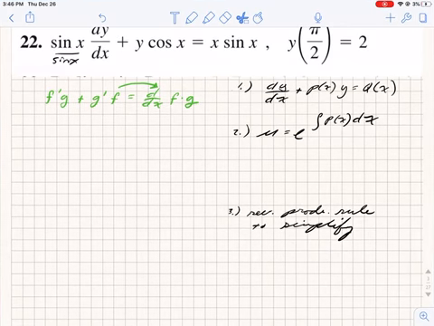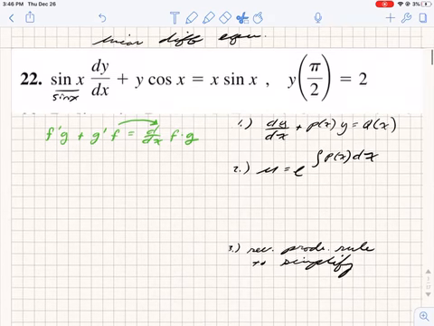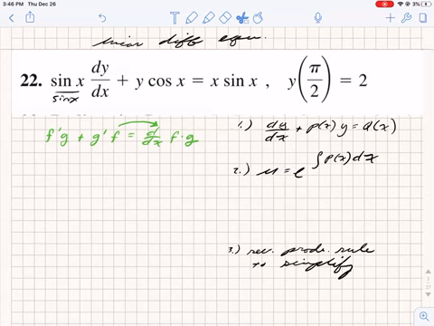Okay, how to do a linear differential equation in the easiest way possible. First step is we're going to make the differential equation look like this.